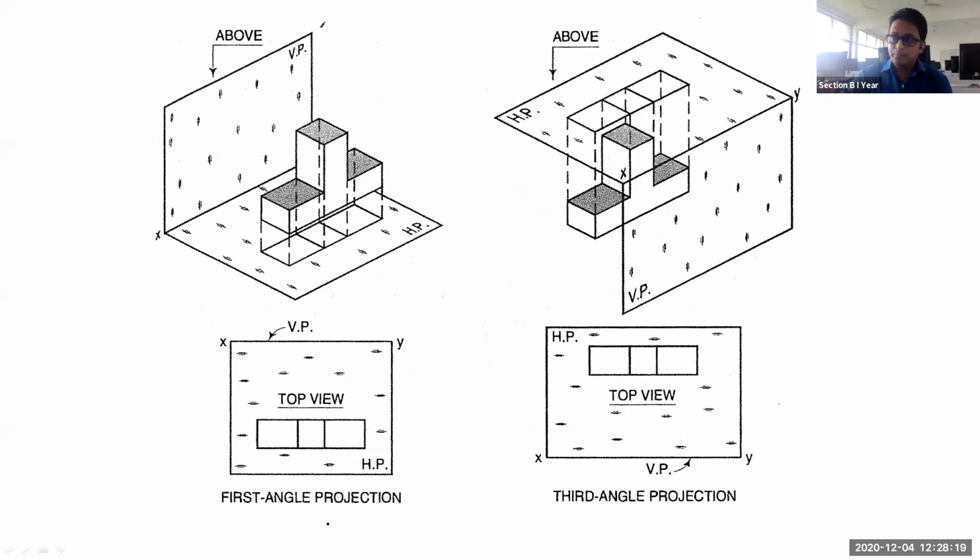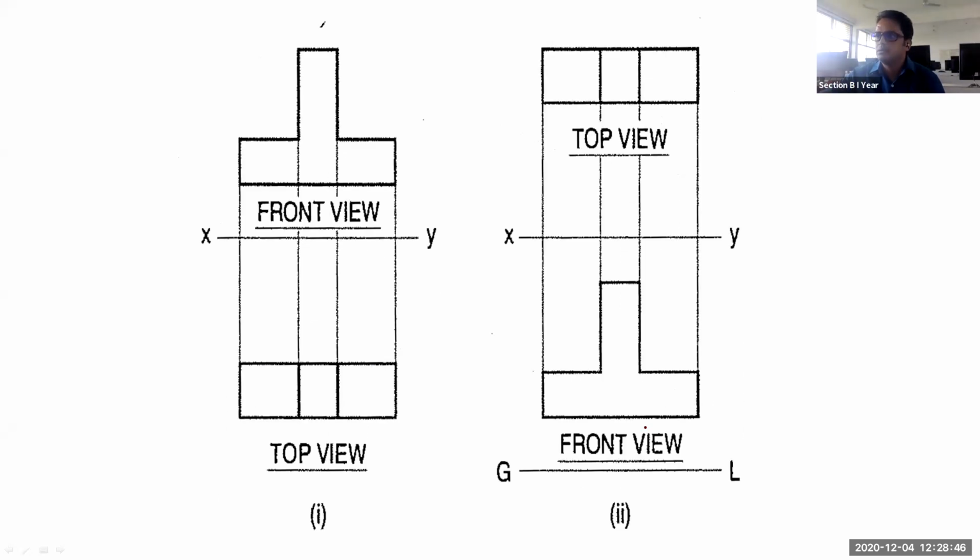What about top view? When the object is in first quadrant, it is first angle projection, and top view is below reference line. When the object is placed in third quadrant, this is called third angle projection, and the top view is going above your reference line. Okay. So when we will combine this, you will get this one for your left hand side figure.